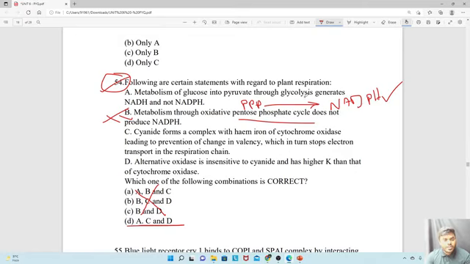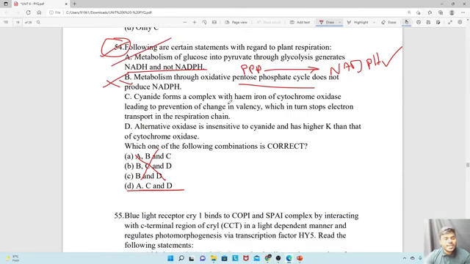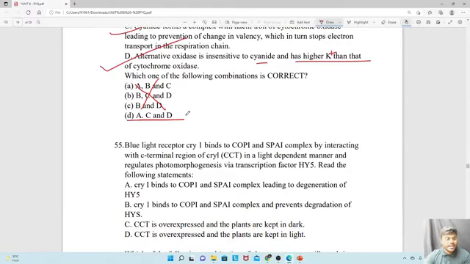Metabolism of glucose into pyruvate through glycolysis generates, we know, two molecules of NADH. A is right, B is wrong. Cyanide forms a complex with heme iron of cytochrome oxidase. Absolutely right. Alternative oxidase is insensitive to cyanide and has higher potassium than that of cytochrome oxidase. Right statement. Hence the correct answer will be D.